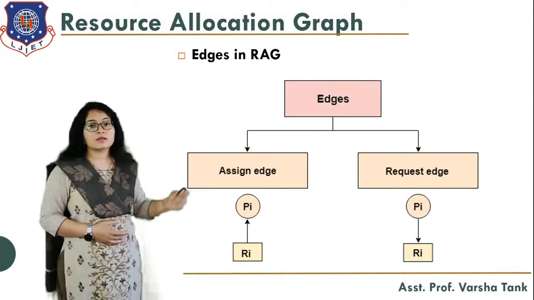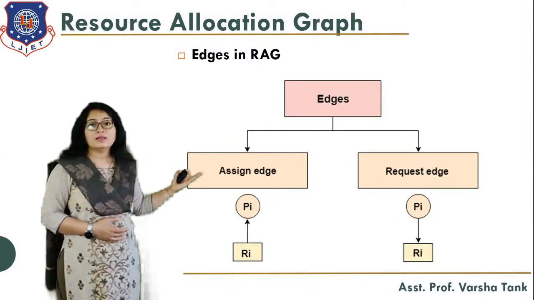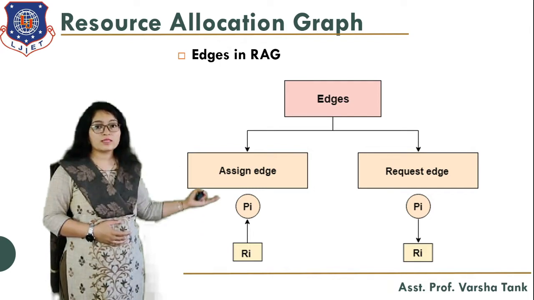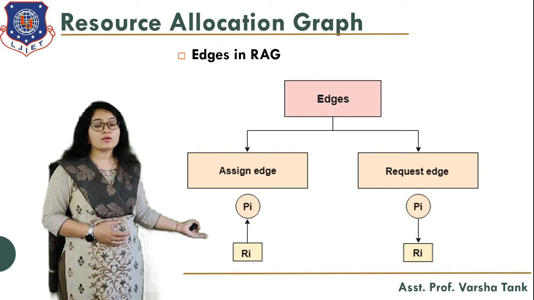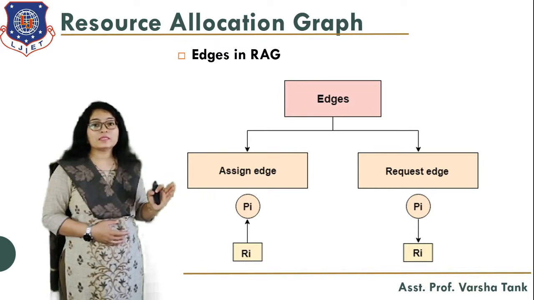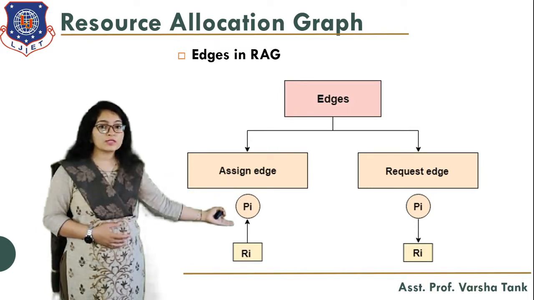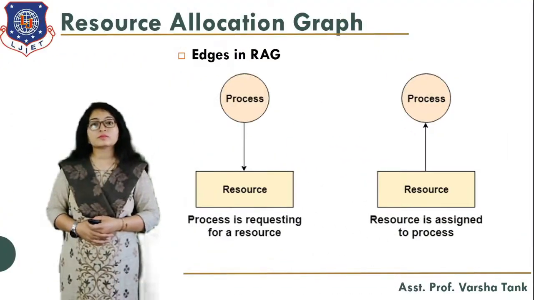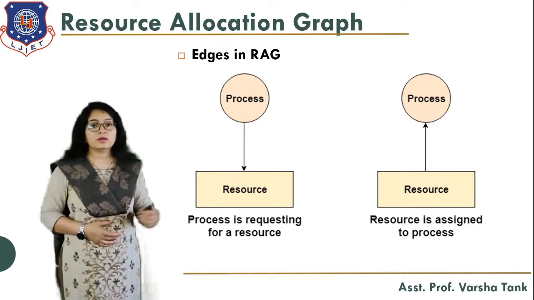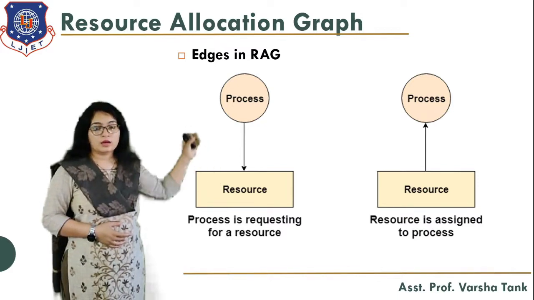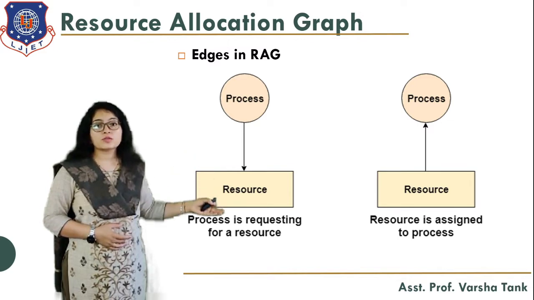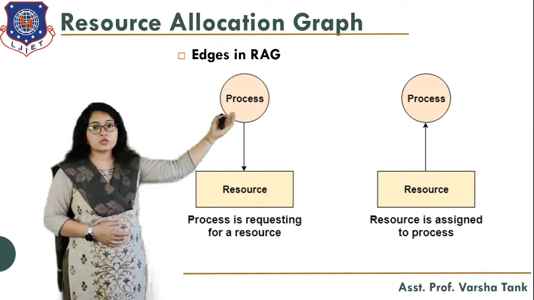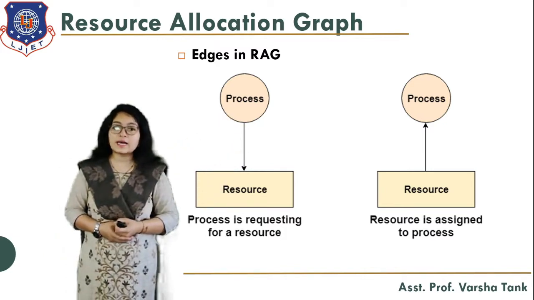So here you can see the types of edges, that is the assignment edge and the request edge. Here you can see this resource R1 is assigned to P1. So the edge from resource to P1 means it is an assignment edge, and the edge from process to resource means it is a request edge. Now here you can see again the arrow from process to resource, so the process is requesting the resource, and here the arrow from resource to process, so the resource is assigned to the process.